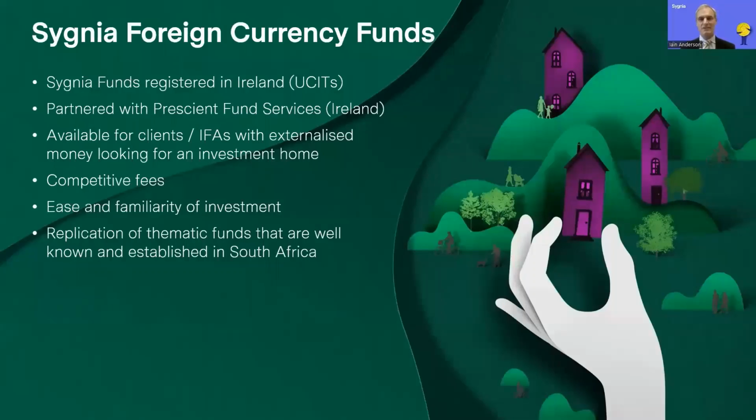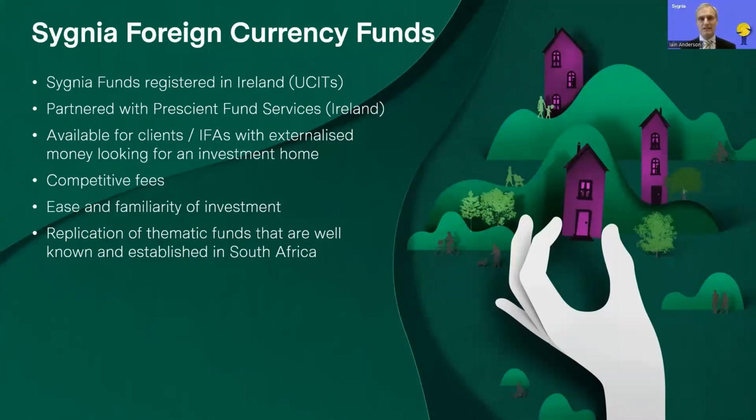So these funds, as I mentioned, are registered in Ireland. They are called UCITS, which stands for Undertaking for Collective Investment in Transferable Securities. So a very fancy way of defining a unit trust from a South African investor perspective. It's just a unit trust registered offshore.